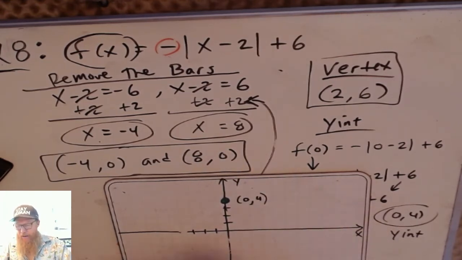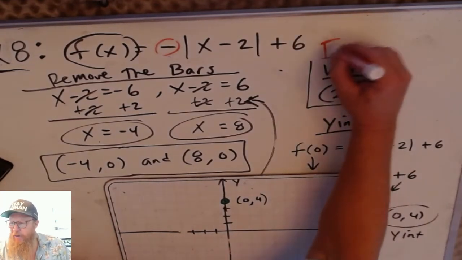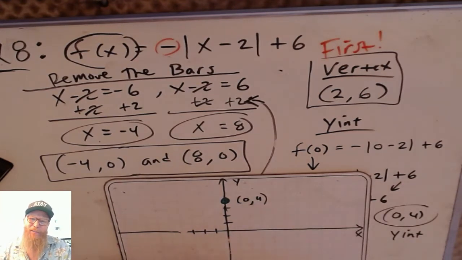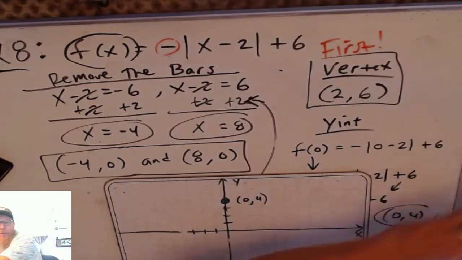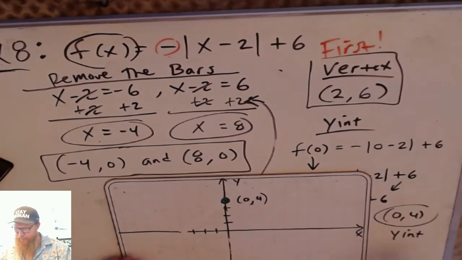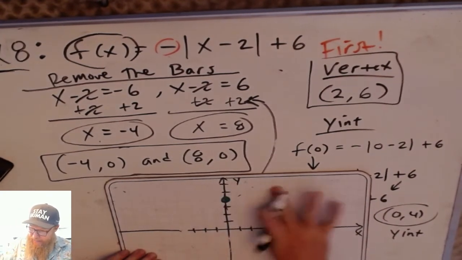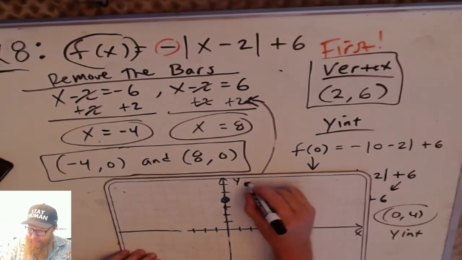All right. Oh, I blew it, though. You're supposed to plot this one first. It doesn't really matter on paper. You can get away with it. But on the computer, you won't get away with it. So you've got to do the vertex first. So what's that? 2 and 6. So right there.